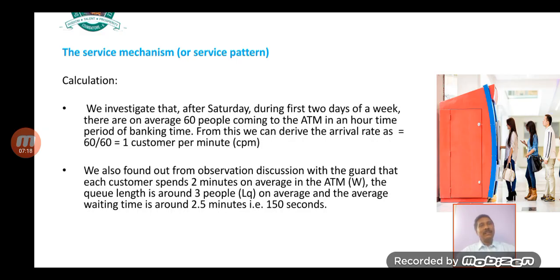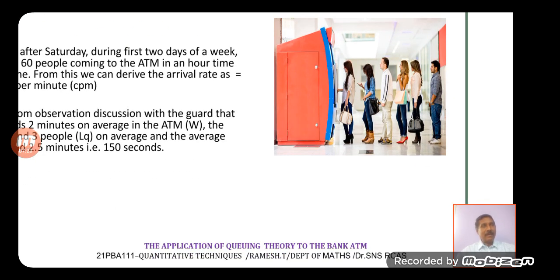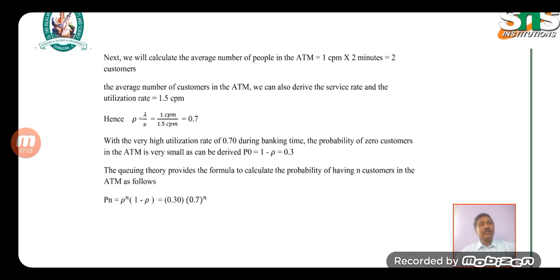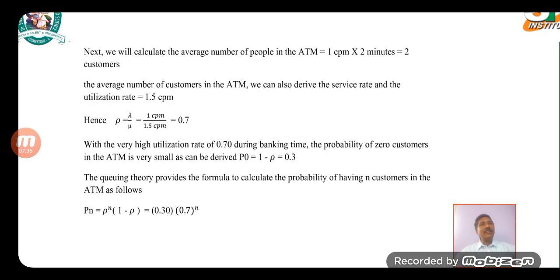The queue length is around 3 people on average, and the average waiting time is around 2.5 minutes, that is 150 seconds. Now, we shall calculate the average number of people in the ATM, that is equal to 1 customer per minute into 2 minutes, which is equal to 2 customers.